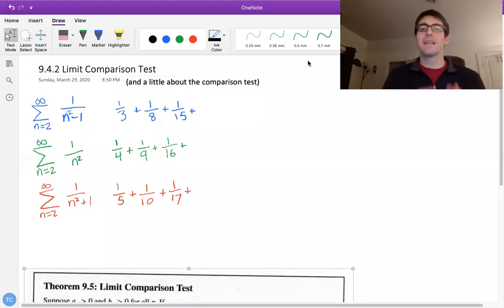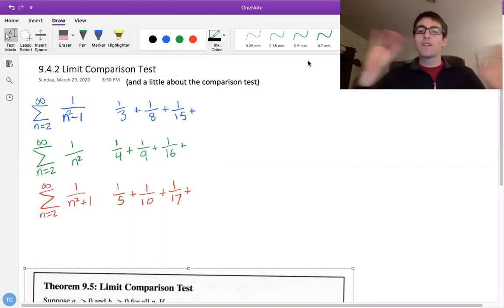All right, this is the limit comparison test. We're still working with series, so infinitely long lists of numbers that are getting added together. And we're still asking the question of how can we tell if this is going to be some finite number or be infinitely big. This limit comparison test is going to give us another tool for determining this by comparing a certain series to another series.